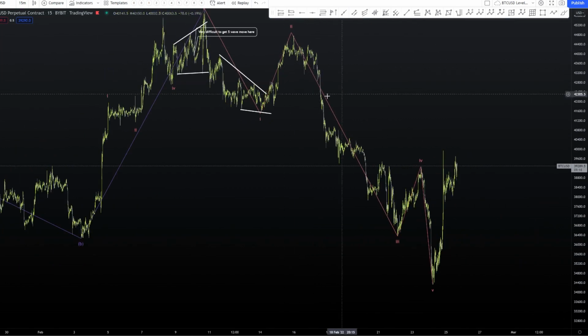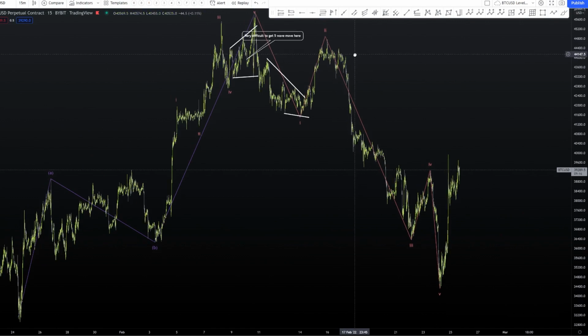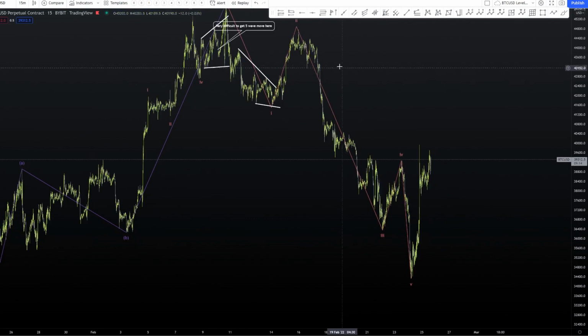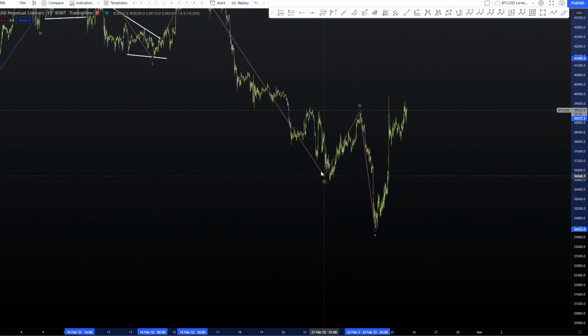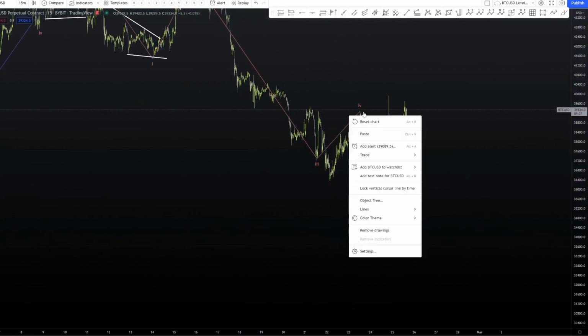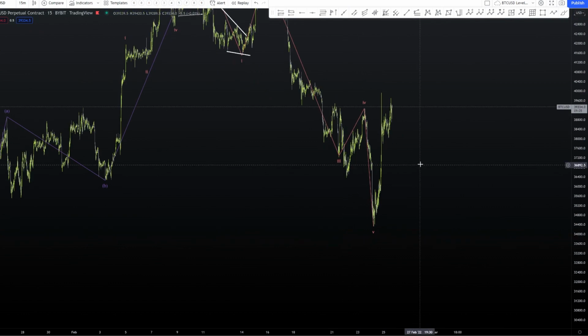I'm going to go into the subdivisions with you guys a little bit later, but for now I'm just going to show you that I put the wave 3 down here. This would be the wave 4. Now you could also put the wave 3 here for an A, B, C for the wave 4, and this would be the wave 5 down here.